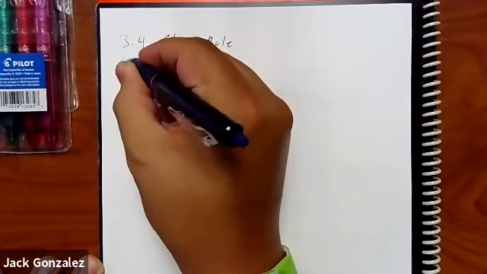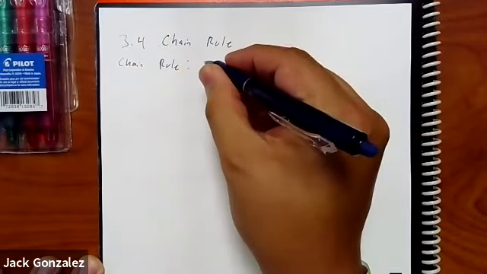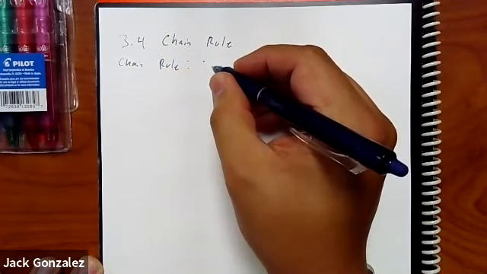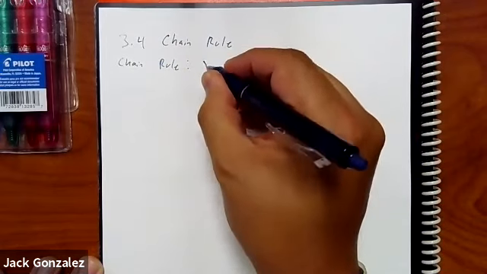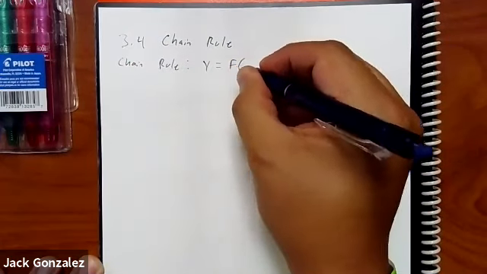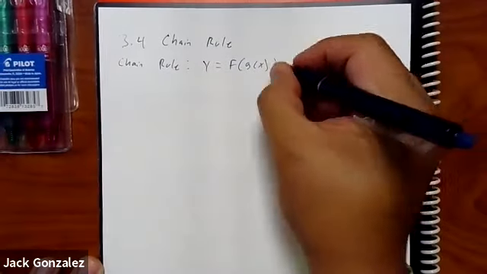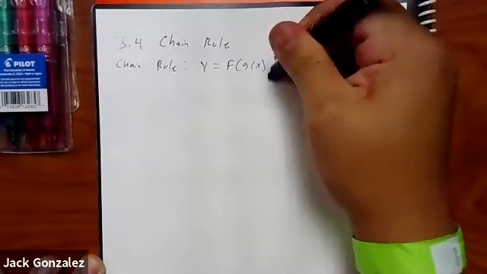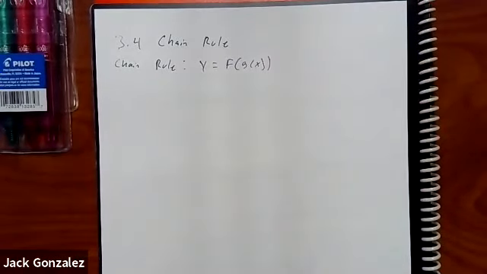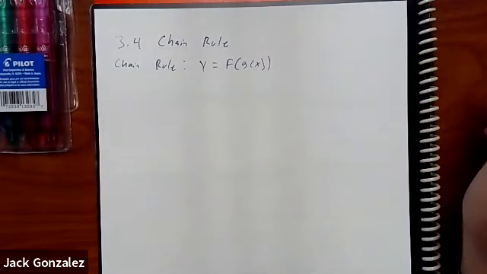So for the chain rule, if you have some function, let's say that y is equal to some function f composed with g. So g is inside f, and you want to take the derivative of y.